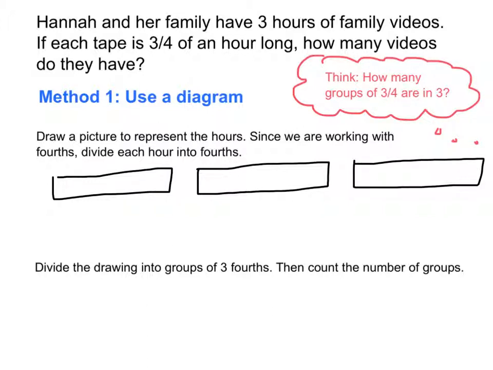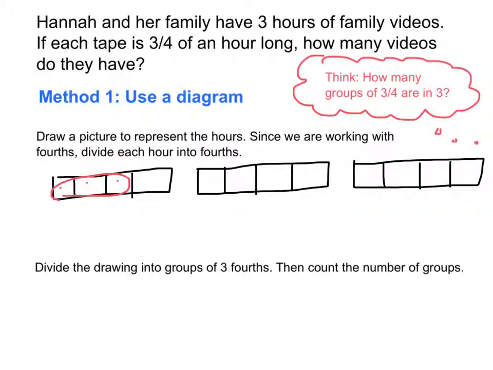Now, since the fractions we're working with are fourths, let's divide each hour into fourths. First I'll divide it into half and then into fourths. Does my diagram represent 3 hours that are divided into fourths? Yes. Good. Then step 2: remember we're trying to see how many groups of 3/4 are there in these 3 hours. Now we're going to divide the drawing into groups of 3/4. So here's 1/4, 2/4, 3/4. We're going to circle these 3/4.